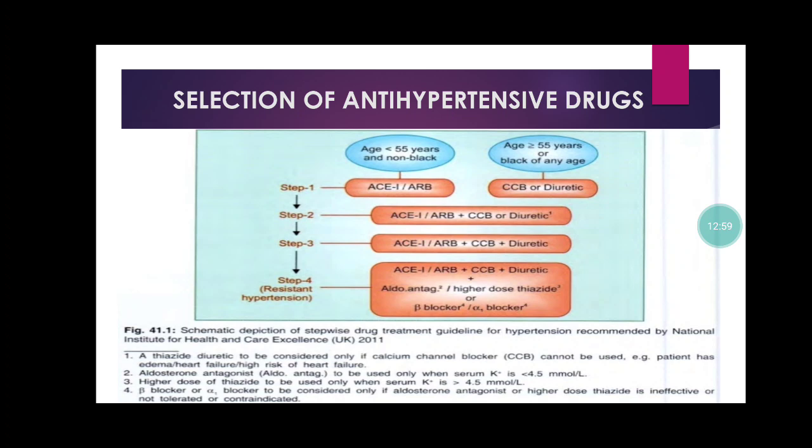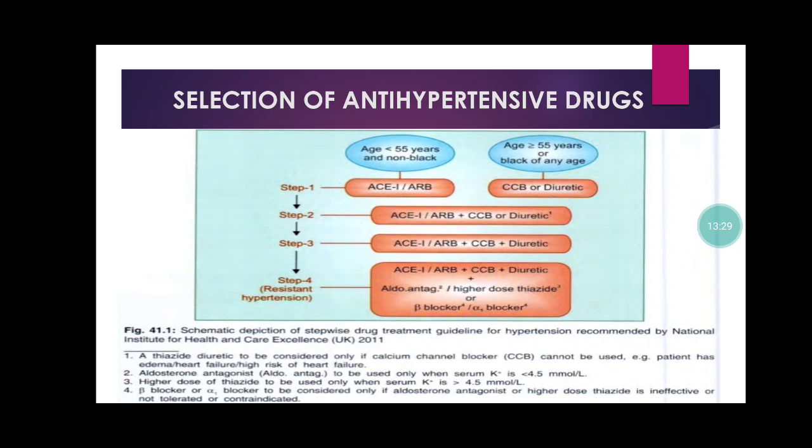Moving on to step 2. When the target BP is not attained by a single drug, a combination of two drugs, which is ACE inhibitors or ARB with calcium channel blocker or diuretic, if calcium channel blocker is not suitable, is recommended irrespective of the age or race of the patient. When beta blocker is the initial drug of choice, the second drug should be calcium channel blockers.